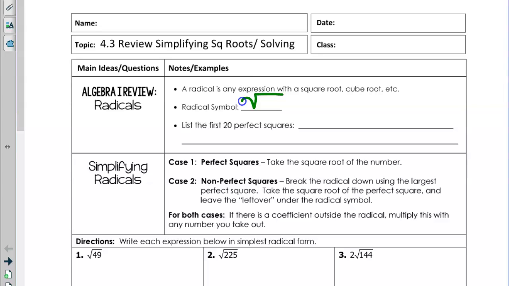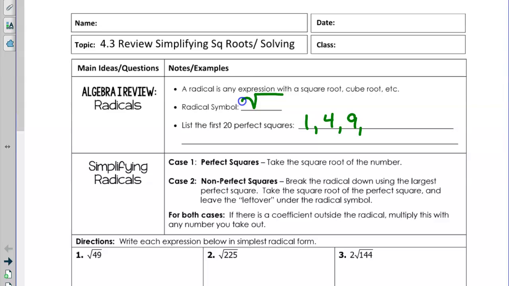When we are simplifying square roots, it's important to know what our perfect squares are. We can list out, let's say, the first 20 perfect squares. What's our first perfect square going in numerical order? 1, because 1 squared is 1. What's 2 squared? 4. 3 squared?